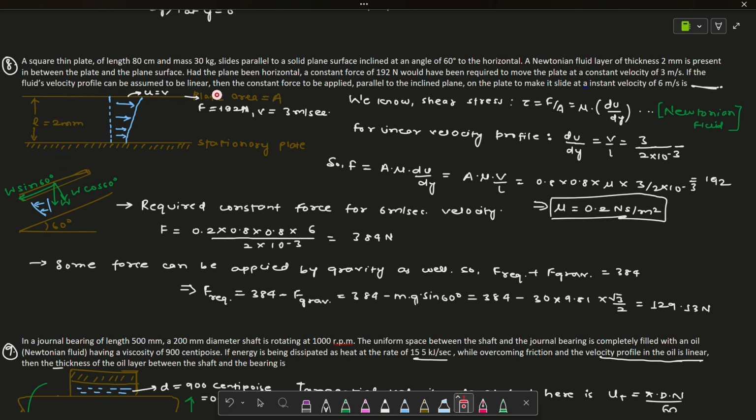So if the fluid velocity can be assumed to be linear, then find the constant force to be applied parallel to the inclined plane on the plate to make it slide at an instant velocity of 6 meter per second.